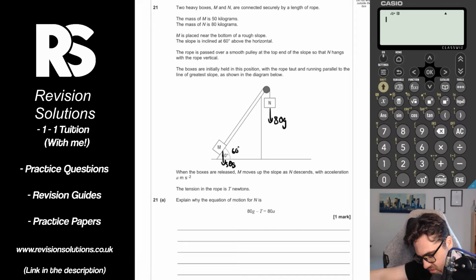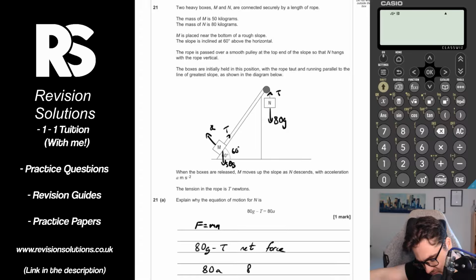So that's just applying F equals MA. If we label on the other forces, for N it's just T going up, and I'll do this quickly as well. We've got a reaction force and tension on M. So the net force would be 80g minus T, and 80A is just because it's 80 kilos times acceleration.